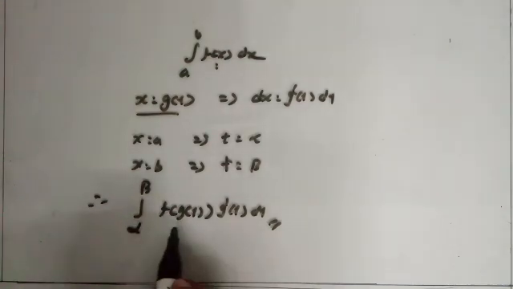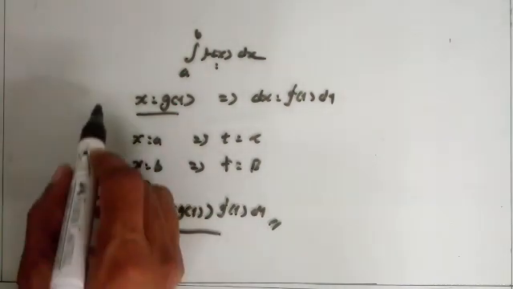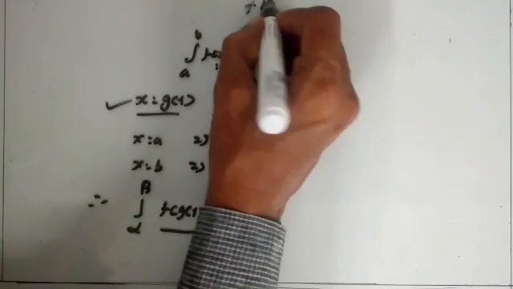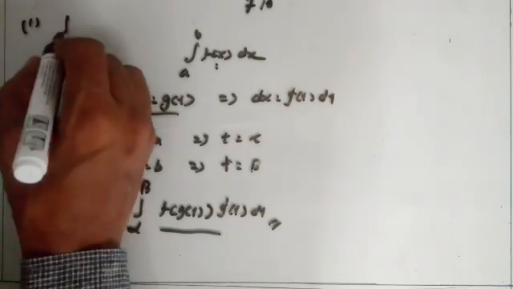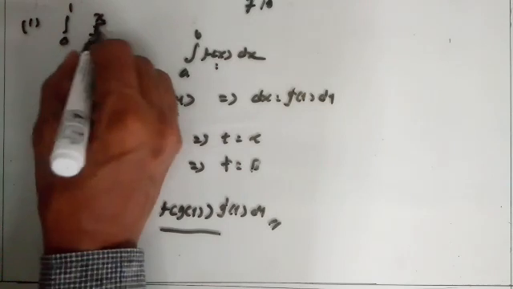So remember this definite integration by substitution method. Now here we solve some questions of exercise 7.10. First question in 7.10: find the integral from 0 to 1 of x upon x square plus 1 dx.